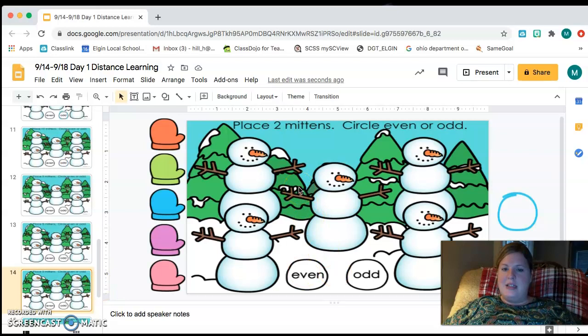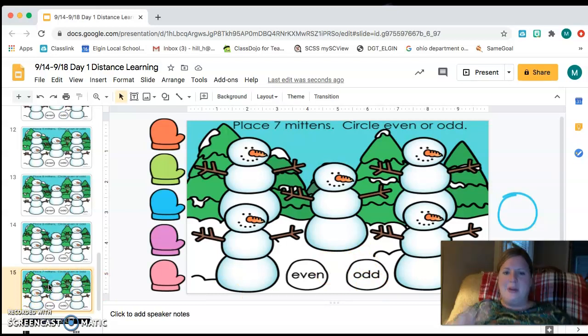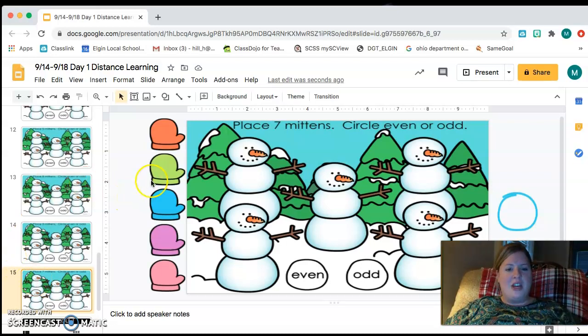Place 2 mittens, circle even or odd. Move 2 of those mittens over and then take your circle to decide if number 2 is even or odd. Same thing with number 7. Think of number 7. Did we say that was even or odd? You're going to take your mittens and move 7 of them onto your snowman, and then circle if it's even or odd.